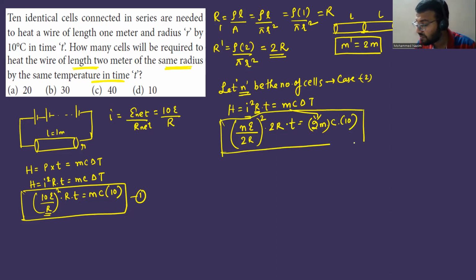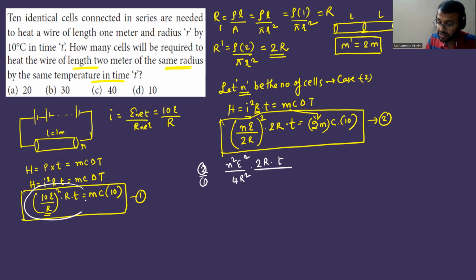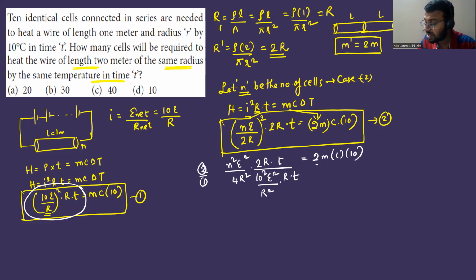And he's asking us the value of n. So we can just divide the two equations and then solve them. If you divide the two equations, 2 divided by 1, what will you get? On the left hand side, this will become n square E square by 2R the whole square, that is 4R square, into 2R into T, divided by this part, 10 square into E square divided by R square into R into T, which is equal to 2m into C into 10 divided by m into C into 10.